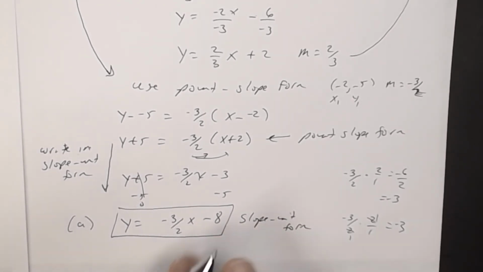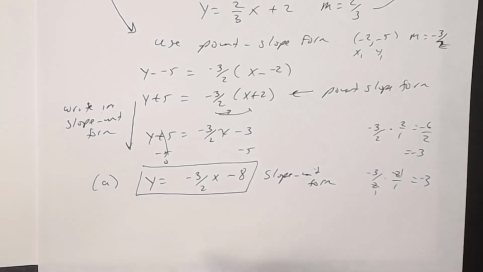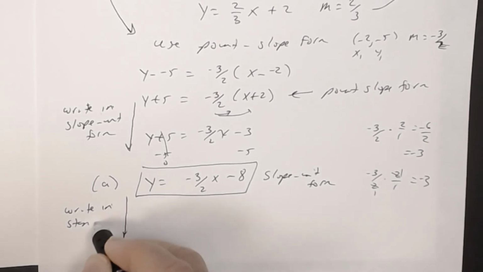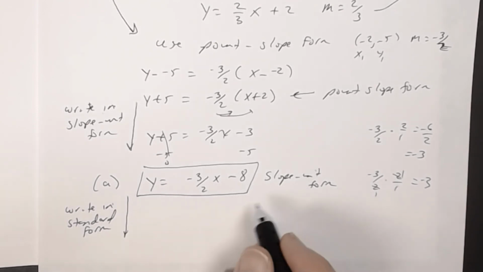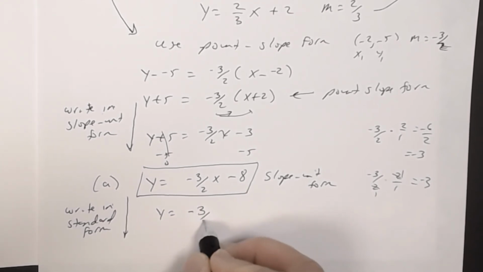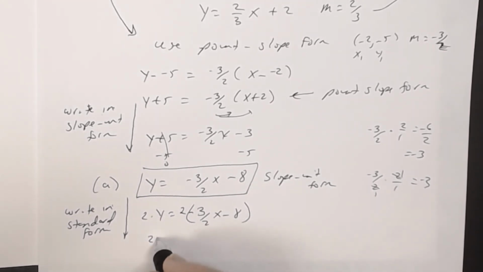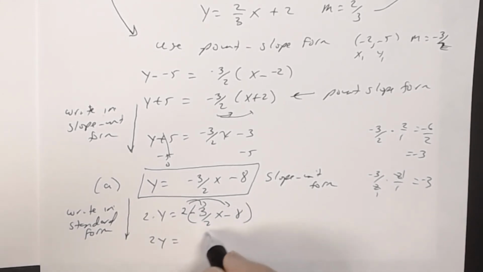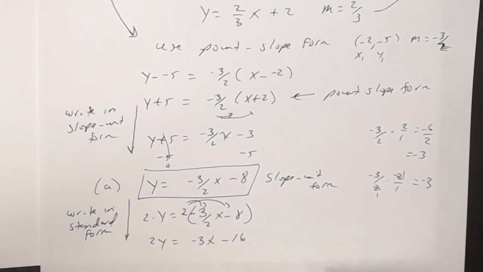All right, now we got to put this back in part B now. We want to write this now in standard form. Okay, so now we're going to write in standard form. All right, so we're going to clear the fraction. The LCD is 2. So I'm going to rewrite this over. Y equals negative 3/2 x minus 8. So I'm going to multiply both sides by 2, just like this. So I get 2y equals 2 times distribute. 2 times negative 3/2 x is a negative 3x. 2 times a negative 8 is a negative 16.